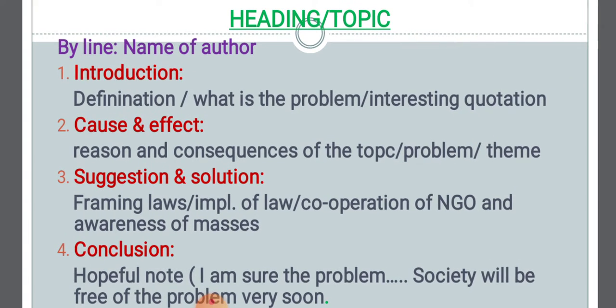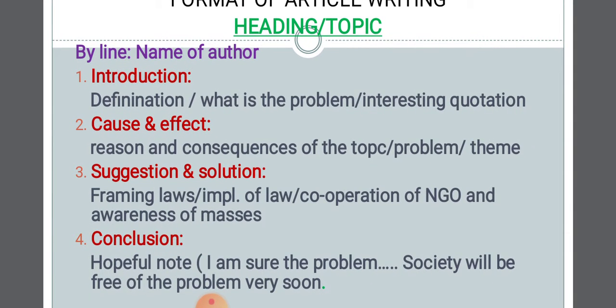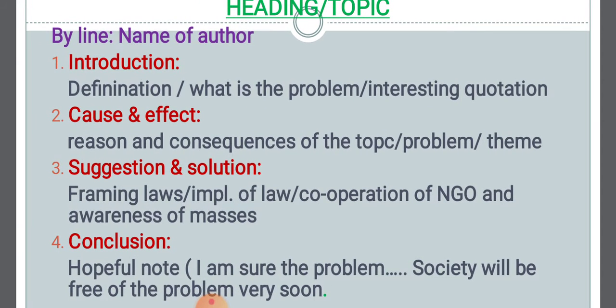Next, cause and effect. If you search around, you will find that if any particular topic is given, some causes are there which actually make it happen. That you must write. And then the effect, the things will be clearer when we discuss with an example. Effect means the consequences, the reason and consequences of the topic, whether it is a topic, problem or theme. So cause and effect, I suppose you understood this.